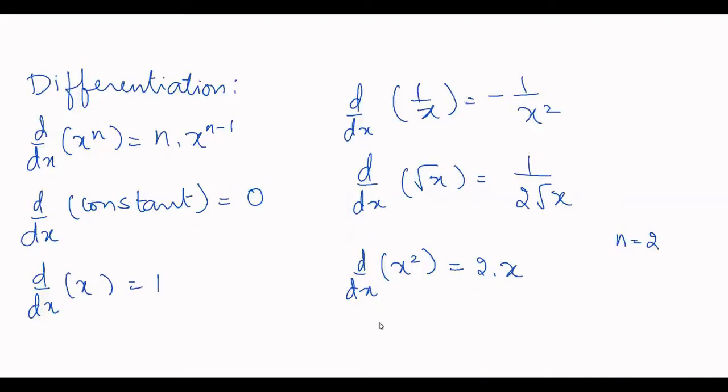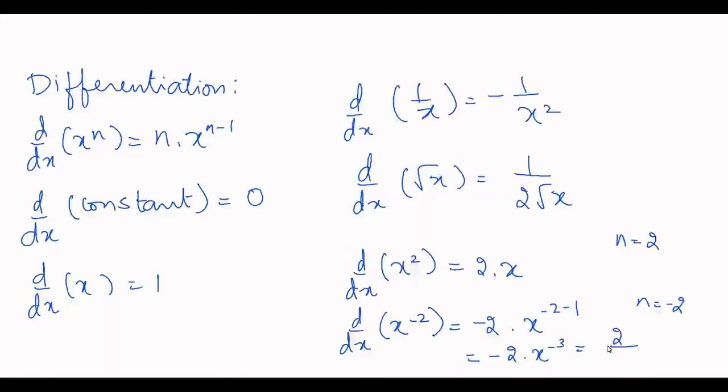On the other hand, if you had a negative integer, say x^(-2), so n is negative 2 here. n into x^(n-1): negative 2 minus 1. So minus 2 into x^(-3). And we can rewrite this as minus 2 over x cubed.